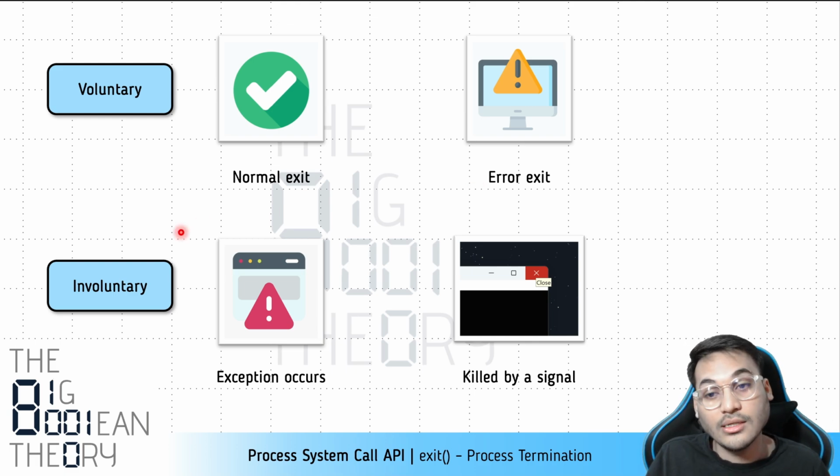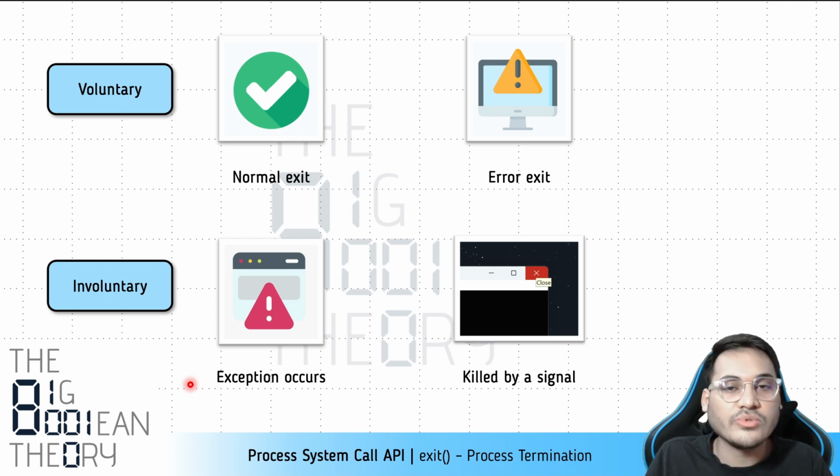Let's talk about another type of termination, that is involuntary. So the first case that I will discuss is that, let's say the process does something due to which an exception occurs in the system. So we have already talked about exceptions in the previous topic. So what is an exception?